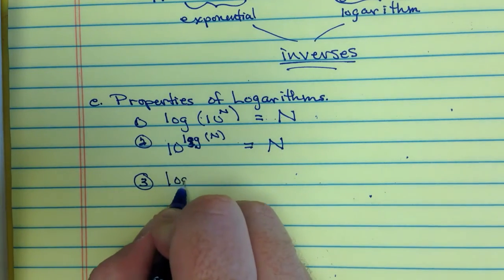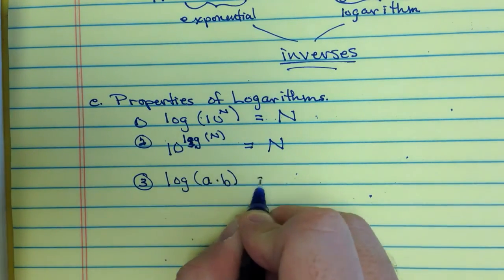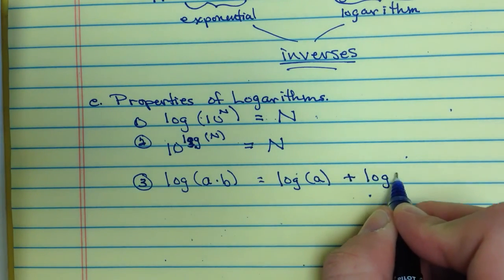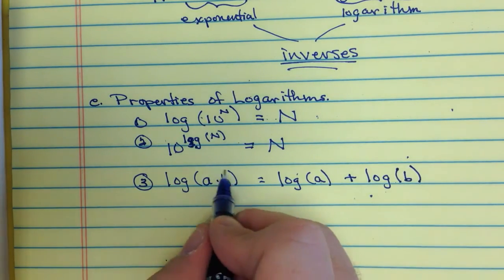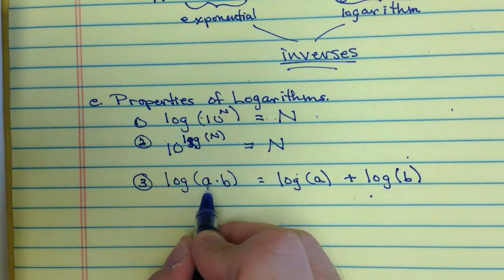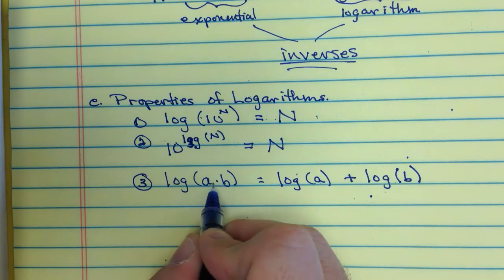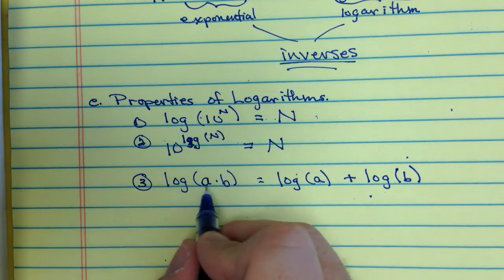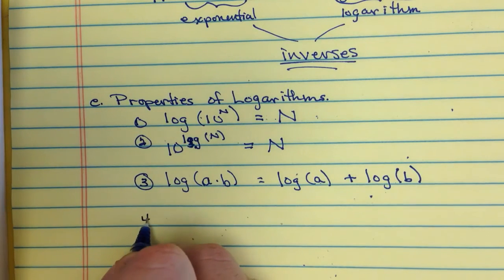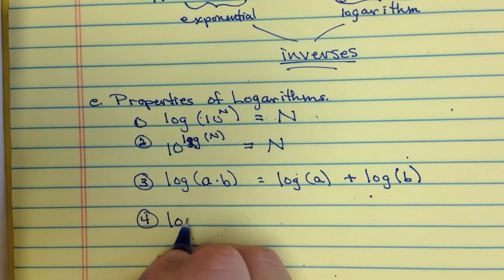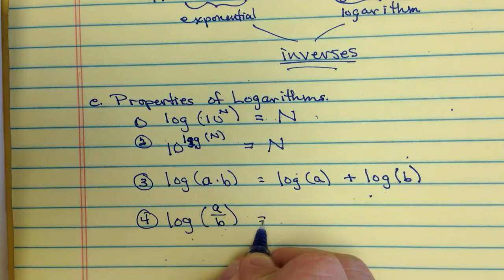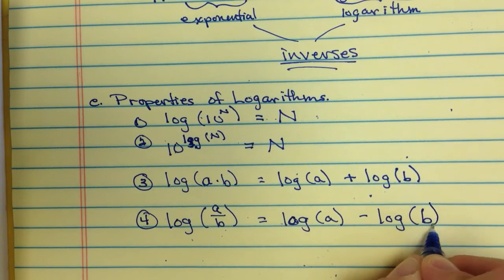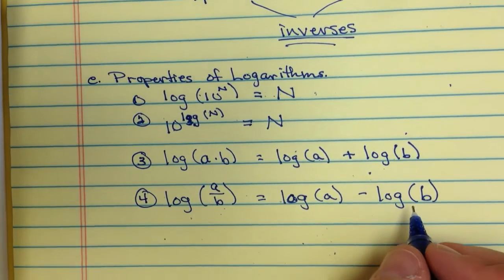All right, so what about this one? Log of a times b. Well, that one, we're just going to rewrite that as log of a plus log of b. So this should make sense. Since this represents an exponent, what happens if I'm multiplying the terms? That means you add the exponents. All right, what about log of a divided by b? Similarly, log of a minus log of b. Because if I'm dividing the terms, you subtract the exponents.